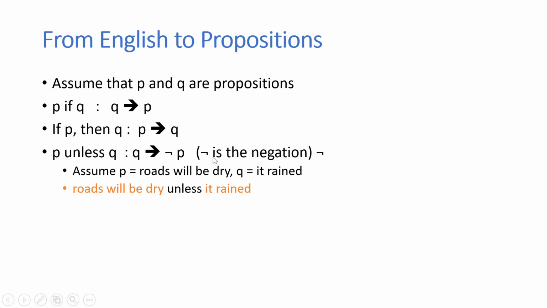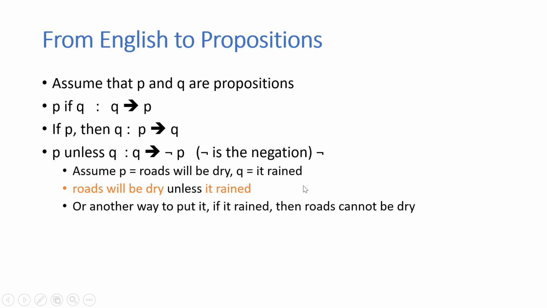So as an example, let's assume that P is roads will be dry and Q is it rained. So we say roads will be dry unless it rained. Another way to put it, if it rained, then roads cannot be dry. So we say Q implies not P.